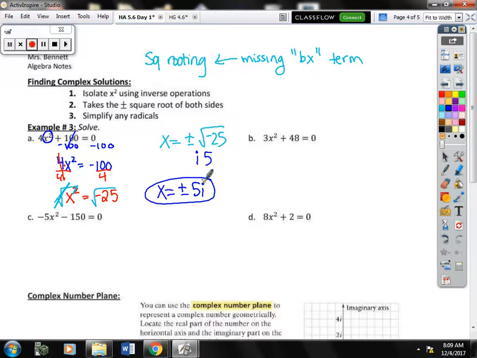If you really wanted to, you could put 0 plus or minus 5i to write it as a complex number, but it doesn't say that we have to write these in a plus bi form.